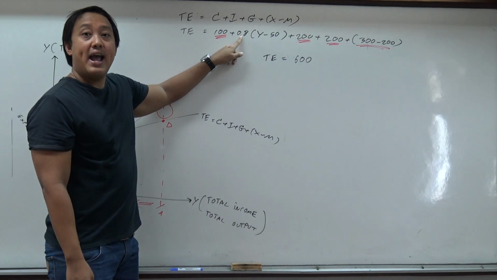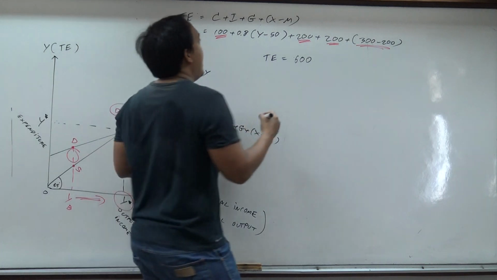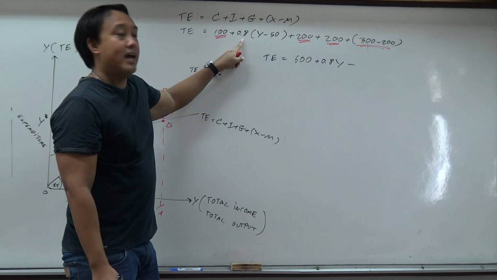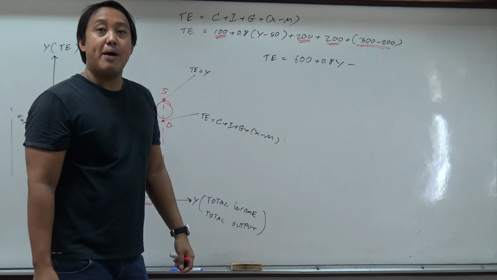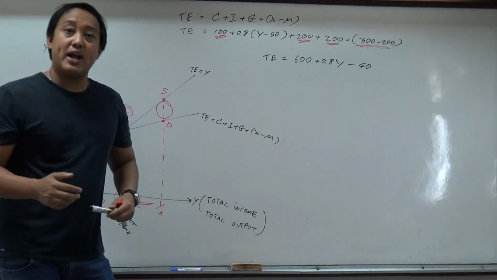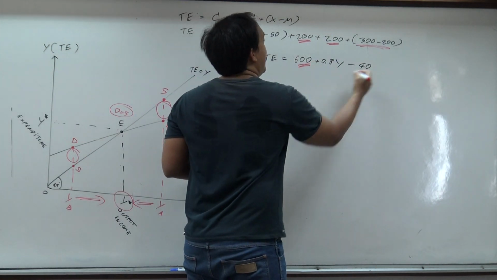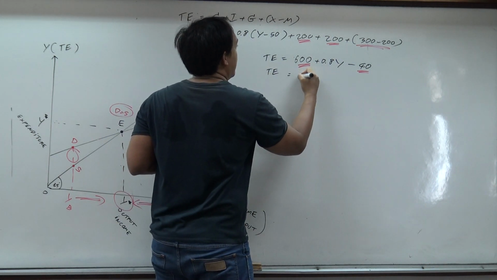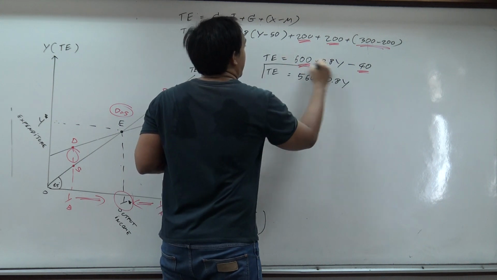This one, 0.8, I multiply 0.8 inside the bracket. So what I'm going to have is 0.8y minus 0.8 multiplied by 50. 0.8 multiplied by 50, I'm going to have 40. Okay, this is what I have. And then after that, 600 minus 40, TE equal to 560 plus 0.8y. This is what I have.